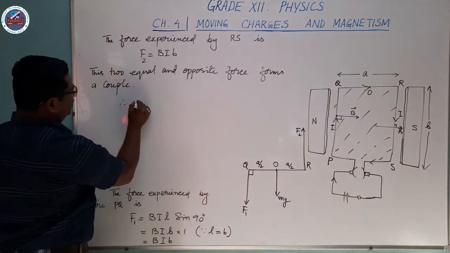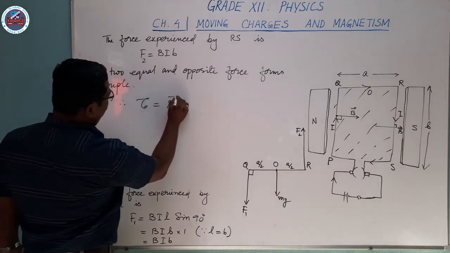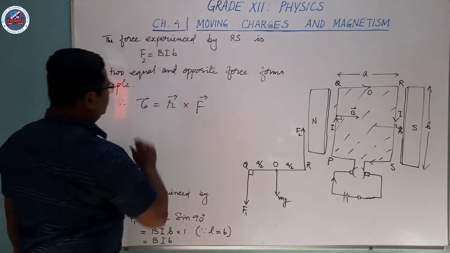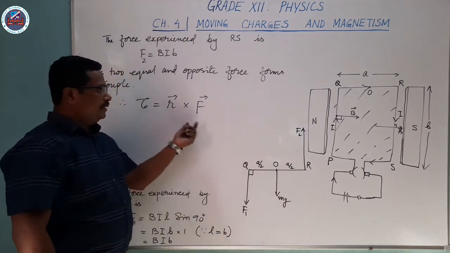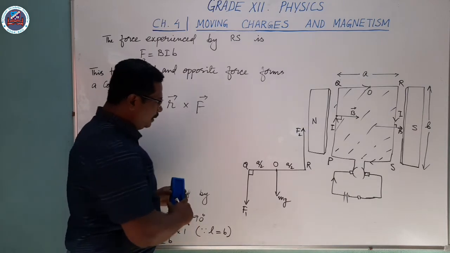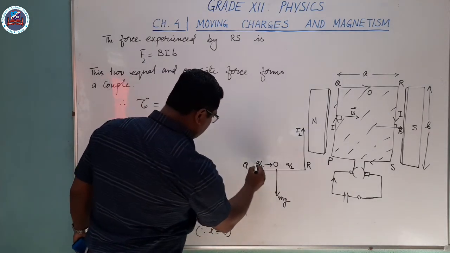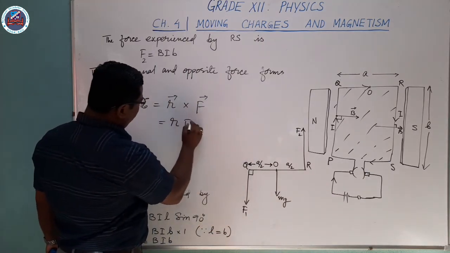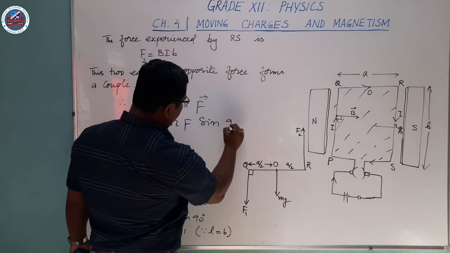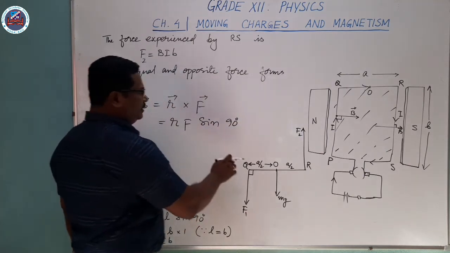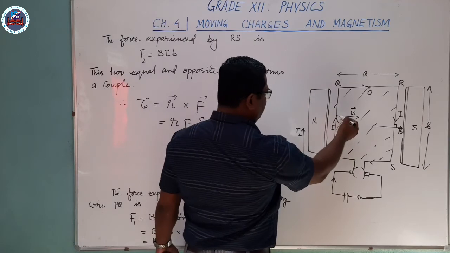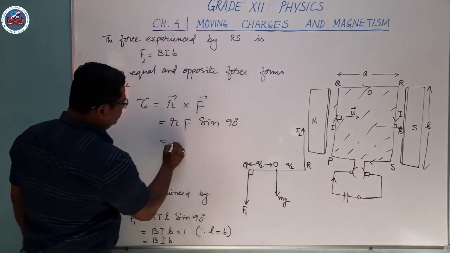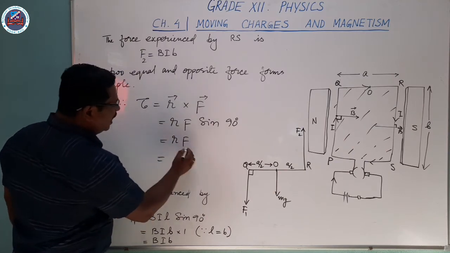Therefore, the torque experienced by it is r cross F, the cross product of perpendicular distance and force. Now the perpendicular distance here, for the half part, is A by 2. You can use rF sin theta. Theta here is 90 degrees, since the current and magnetic field direction are at 90 degrees. So it will give us 1, so this is r into F.